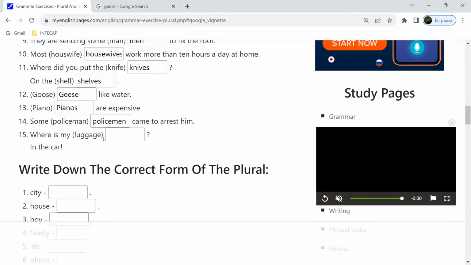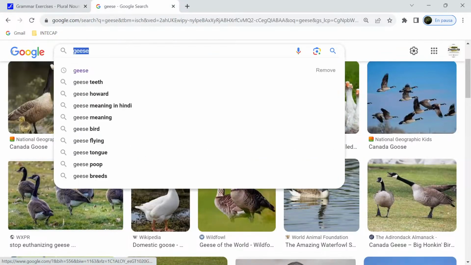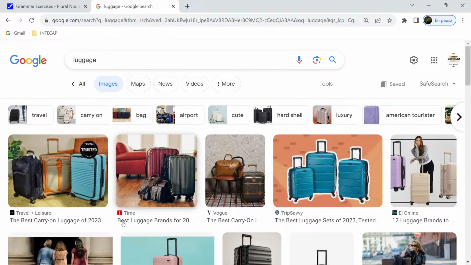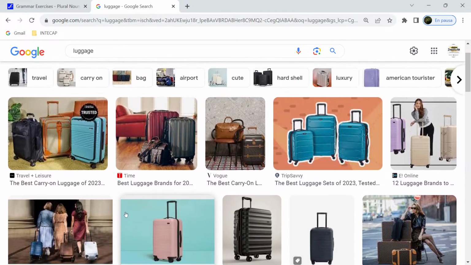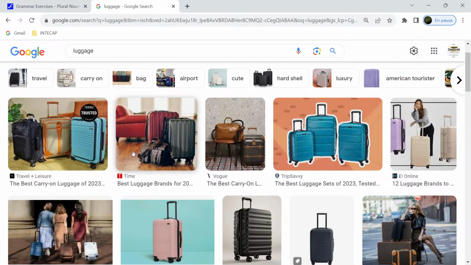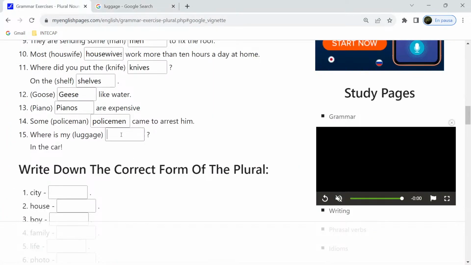Where is my luggage? So luggage, guys, is this, okay? It's whenever you go on a trip, right, guys, or you are going to travel to another country, you usually have to pack luggage, right? So luggage is an irregular plural because it's going to stay the same. Luggage is the singular and luggage is the plural as well. So where is my luggage?